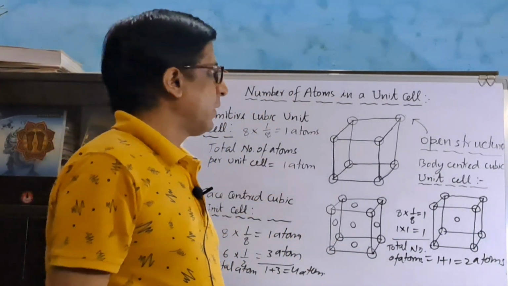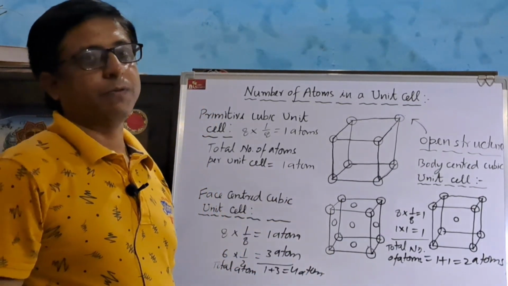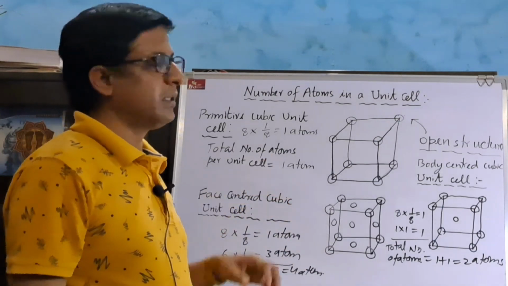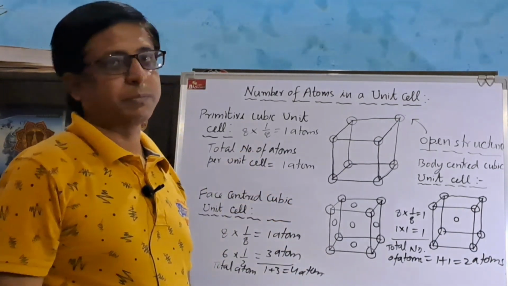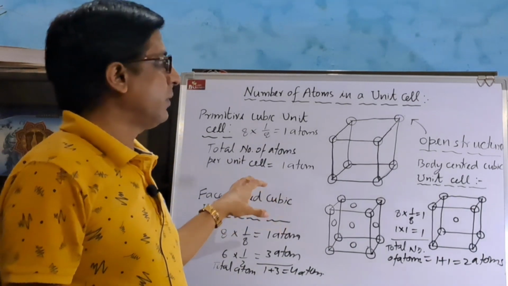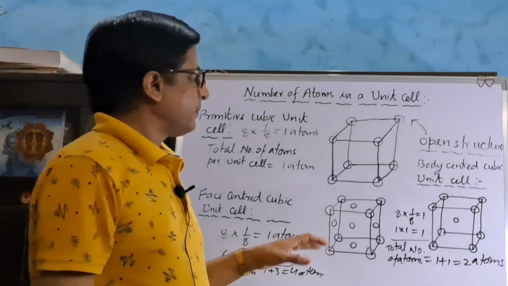These calculations will help in the calculation of density of unit cell. When we consider the density of a unit cell, we have to know the number of atoms present in a unit cell. This data will be useful in calculation of density of unit cell.